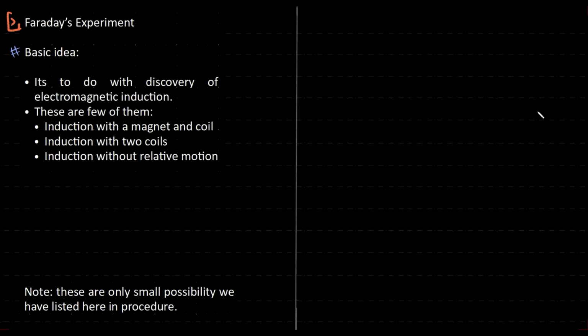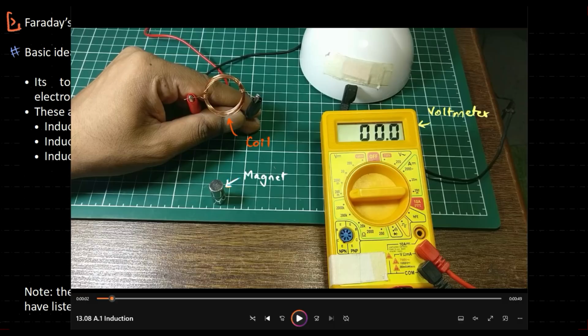Based on this simple set of experiments, this simple set of observations that we made with nature, we have a whole new civilization that has begun. So all the life that we have now is based on this simple experiment. So what is it that we are looking at? We're looking at a coil, a magnet, and a voltmeter.